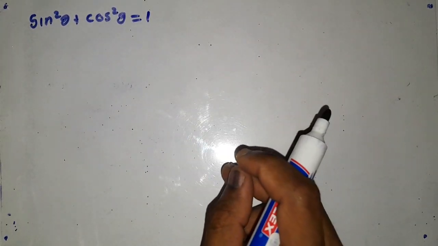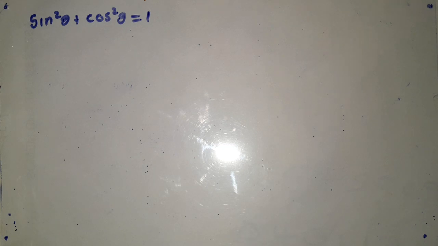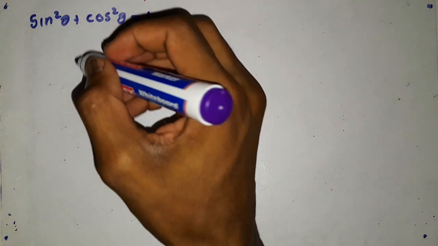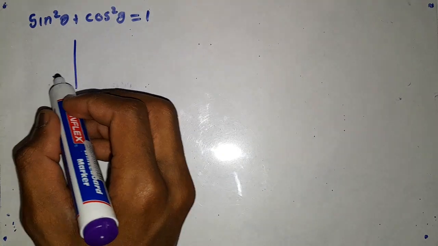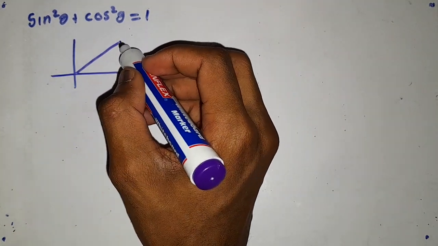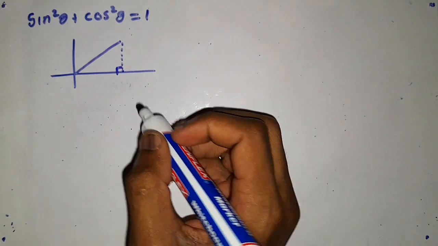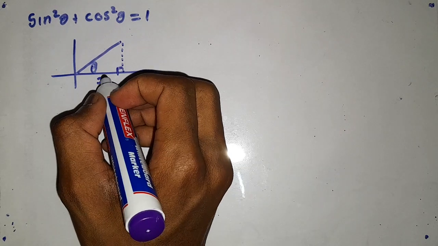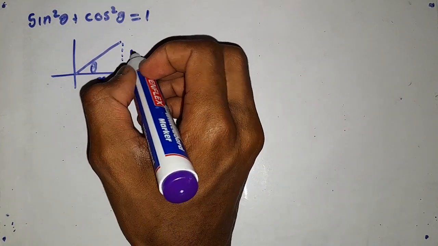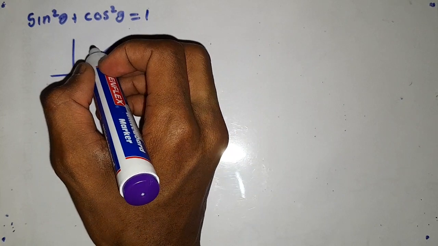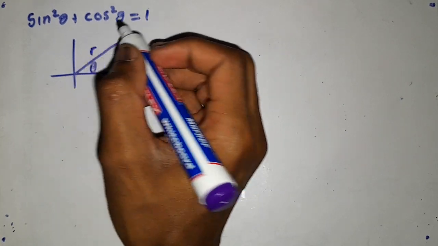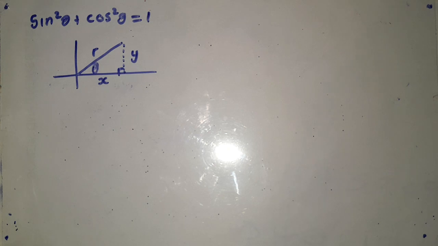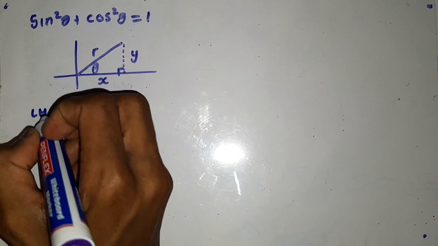We need to prove that sine squared theta plus cos squared theta is equal to 1. Somehow we are going to need a diagram. Let's consider this diagram, a right angle triangle with an angle of theta. Let us write our adjacent to be x, our opposite to be y, and our hypotenuse to be r, like this. Now we are going to consider the left hand side.